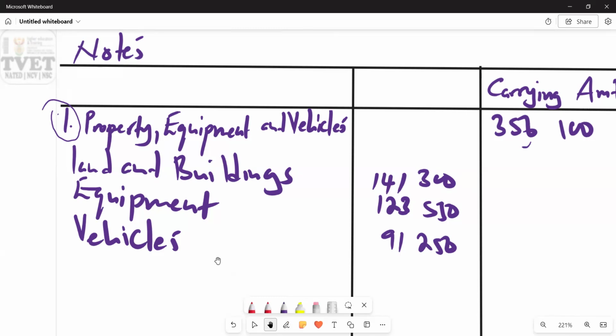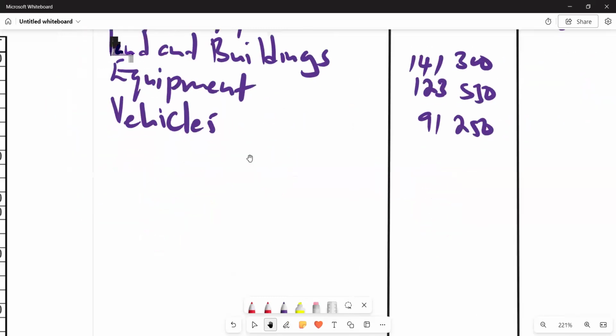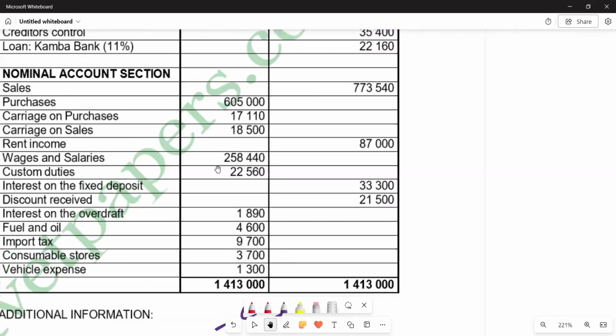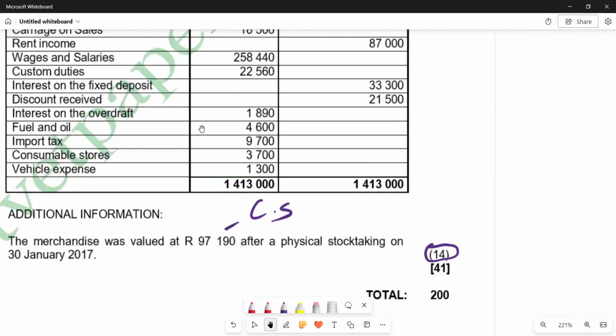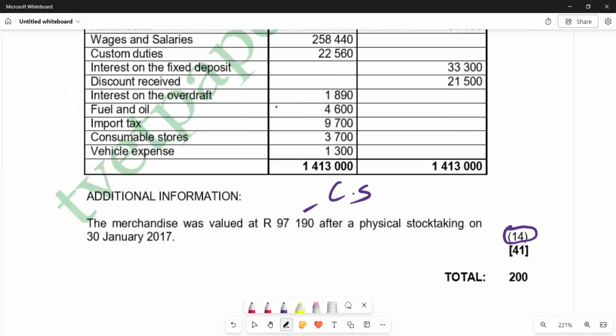Then we go to our note 2. On our note 2, we are going to calculate the figure for stock. For the figure for stock, we go to the question to identify it, because remember we said the figure that is shown in the balance sheet is the figure for closing stock. And it's always given as additional information, which is here. It mentions the merchandise was valued at 97,190 after a physical stock taking on 30 January 2017.